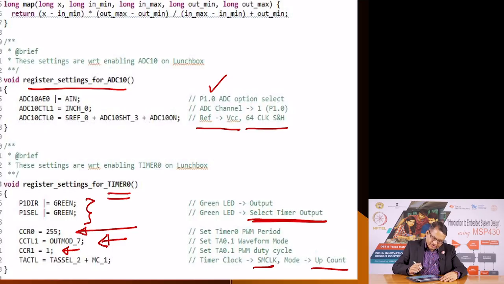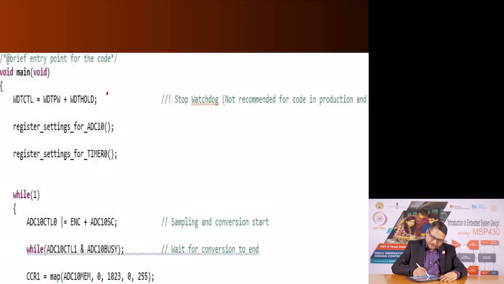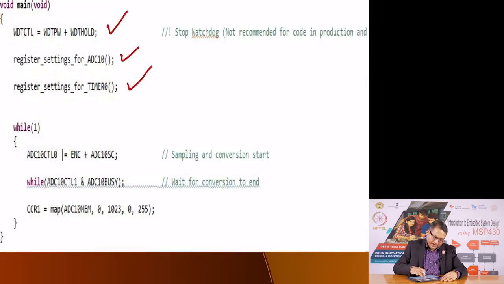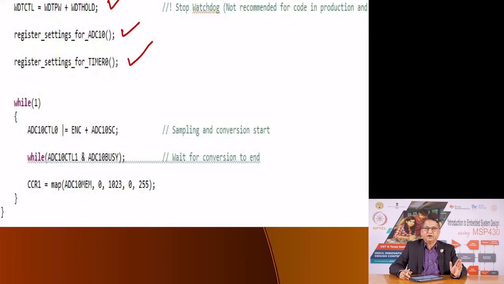Here is the main code. As usual, we have stopped the watchdog timer, and we have called this function for register setting for the ADC, and register setting for the timer 0, and then we simply enter an infinite loop in which we read the value of the ADC, and once the ADC tells that it has completed the conversion, we simply call this map function.